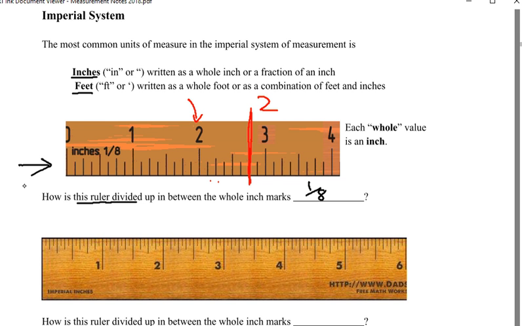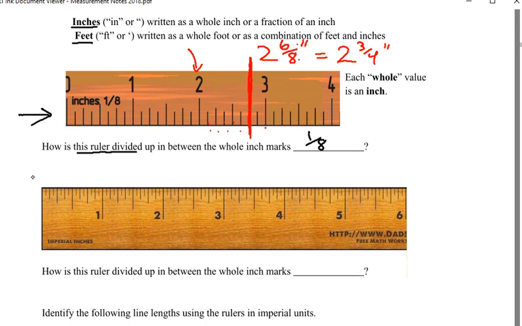But now if we know there are 8 pieces to make the next whole, we're at 1, 2, 3, 4, 5, 6. We're at the 6th piece out of 8. So if these are 8 pieces, this length here, this far, is 2 and 6/8 inches. We can't put 2.6 because it's not out of 10, it's out of 8. Decimals are out of 10. That's why metric uses decimals. However, 6/8 should always reduce, so it's 2 3/4 inches.